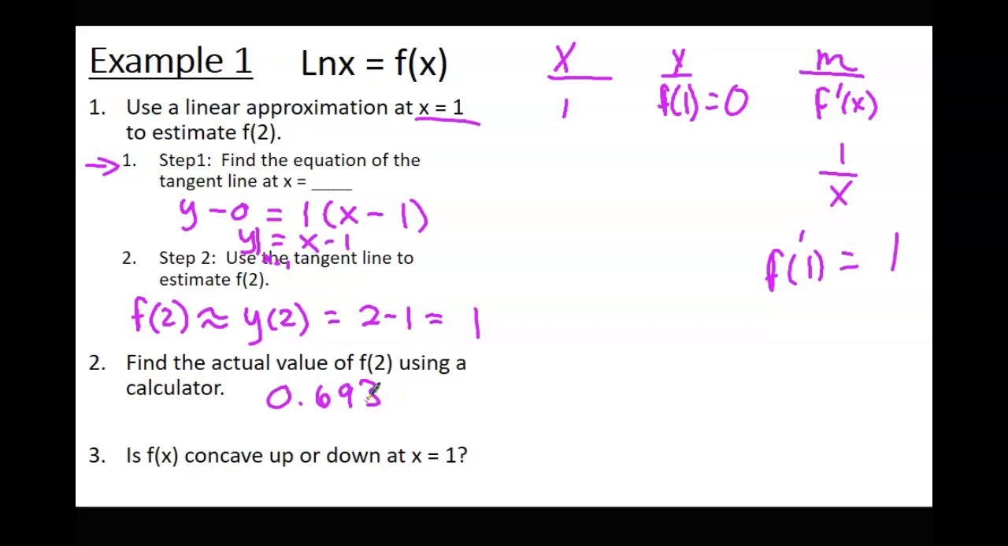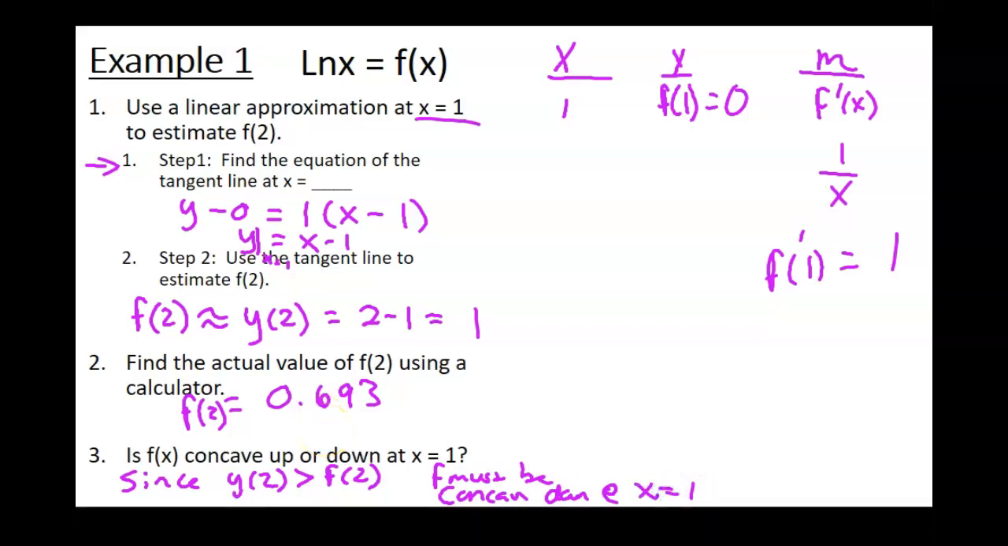So here's my question. f of 2 equals 0.693. But my tangent line tells me it's 1. So did my tangent line give me an overestimate or an underestimate? If my tangent line gave me an overestimate, should my function be concave up at that point or concave down? Down. All right, and I'll show you guys the graph now. So let's write that. I don't know how much you guys want to write here, but if you want to give yourself more notes, you could say since y of 2 is greater than f of 2, f must be concave down at x equals 1.